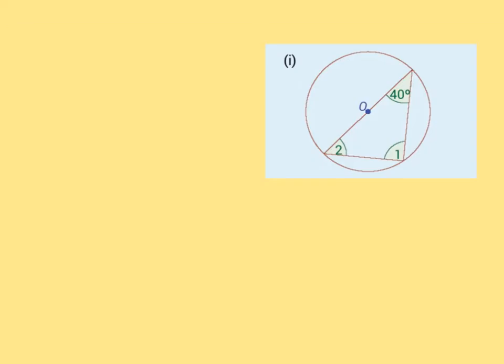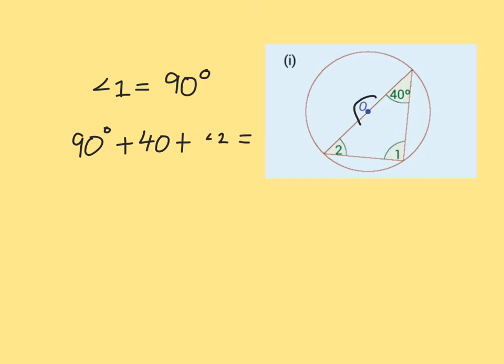Okay, so just an example of a couple of questions using that knowledge we have now. So if we look here, we can see that this is a 180 degree angle. So if I want to find out what angle 1 is, then I know for a fact that's going to be 90 degrees because of my circle theorem. The angle standing in the centre of the circle is twice the angle on the same arc. Now I know that 90 plus 40 plus angle 2 should give me 180 degrees. So 90 plus 40 is 130. So angle 2 is equal to 50 degrees.